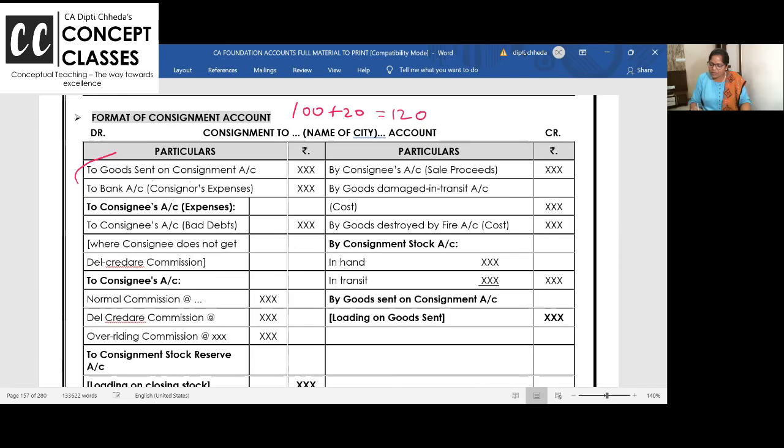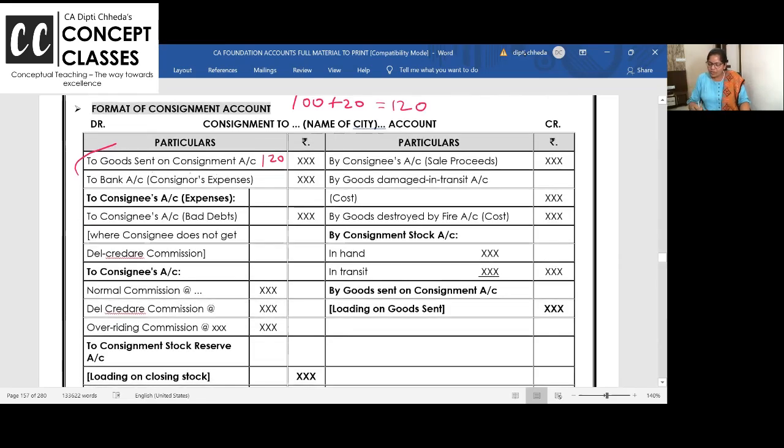So goods sent on consignment, here you write down 120. And reverse the loading. You may be saying, ma'am, you should write 100 only. I am reversing the loading. The other person knows I am sending in 120. In that my margin is 20 rupees, 30 rupees, what they don't know. Is this clear to all of you? So goods sent on consignment 120 and this side it is 20.